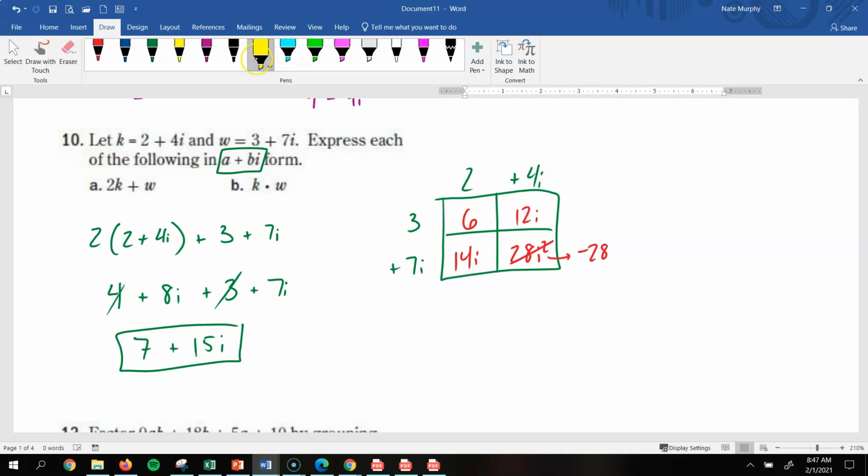So when we combine like terms, we would start by adding these two together. So 6 plus negative 28 would be negative 22. And then we would add together these two terms. 14i plus 12i would be 26i. So we just have negative 22 plus 26i. This would be your answer for part B.